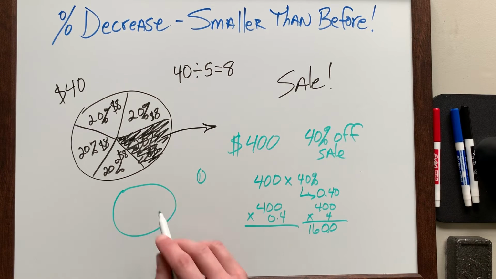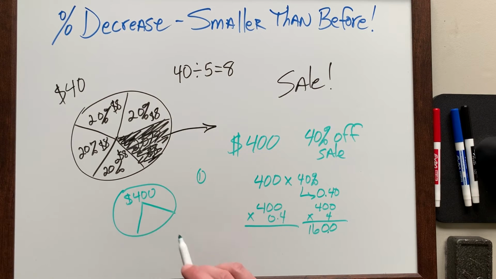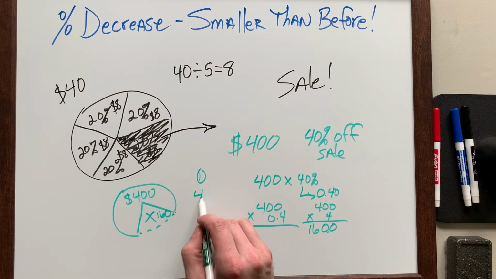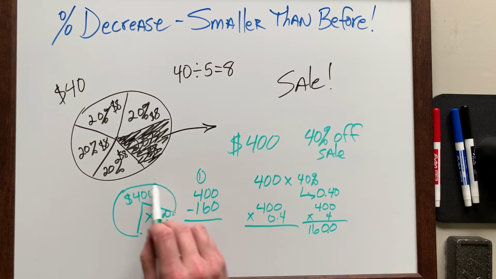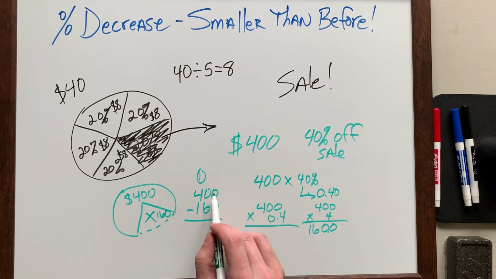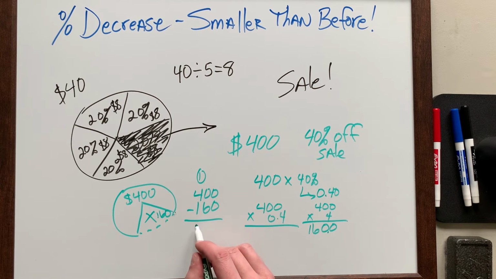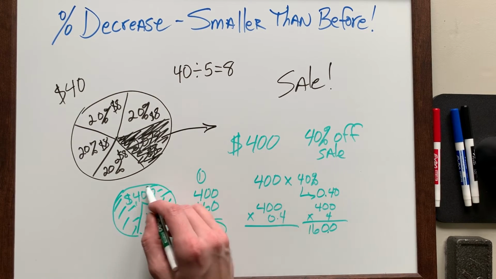That means that of this $400 video game system, there's a chunk of it that's going to go away. This is the part that I don't have to pay for. And how much was it? It was $160. So this means that of the $400, I can take away $160. I'm taking the whole price and I'm removing the part that I don't have to pay for. And if you take 400 and subtract 160, you should get 240. This is now what's left over. That's the part that you're going to have to pay for.